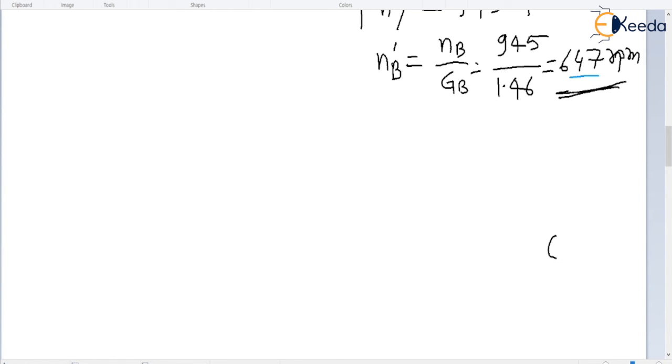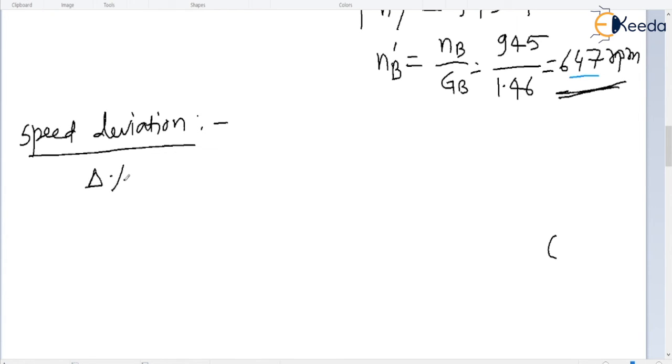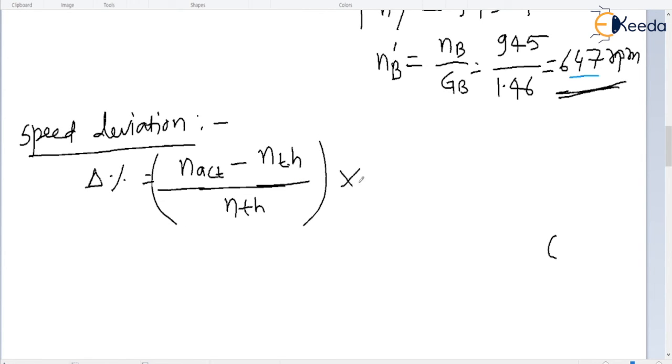in a deviation chart. So for speed deviation, we will make one table again. For speed deviation, we have one formula: delta percentage is equal to (n actual rpm minus theoretical rpm) divided by theoretical rpm, multiplied by 100. So from this formula we can calculate the maximum deviation we have.